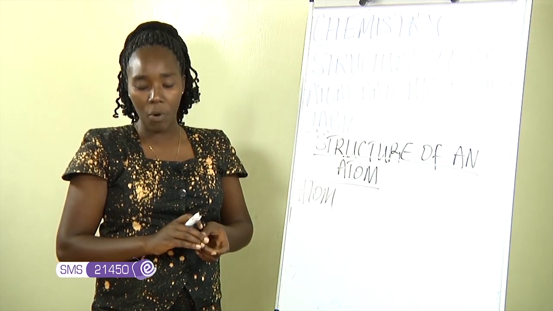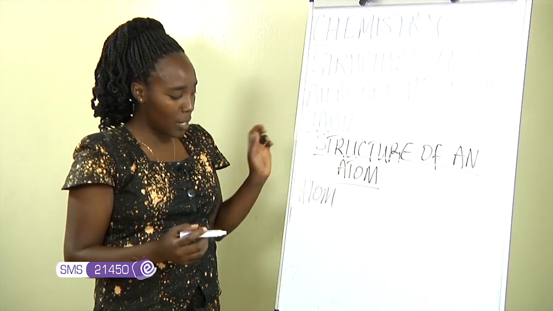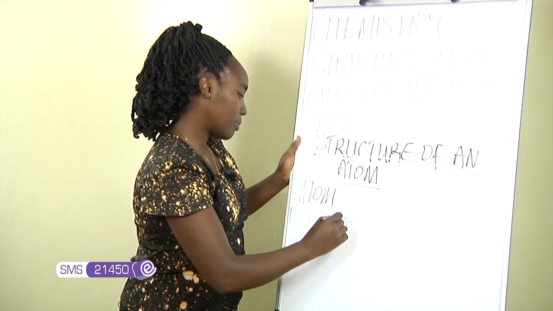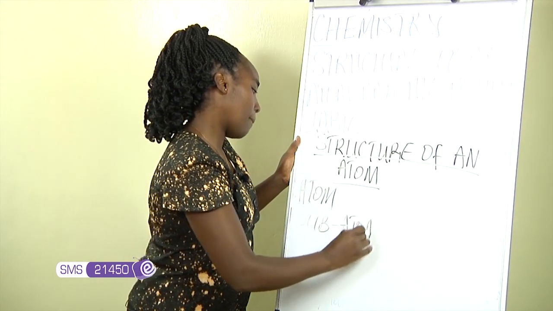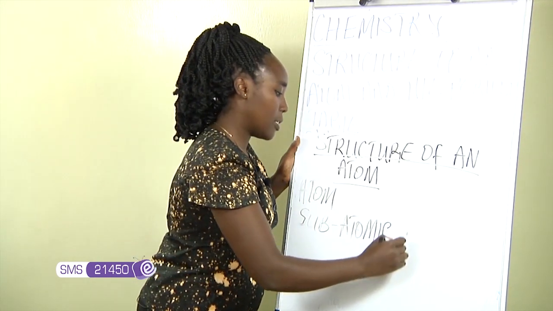An atom is made up of other smaller particles, and the smaller particles, we usually call them the subatomic particles.